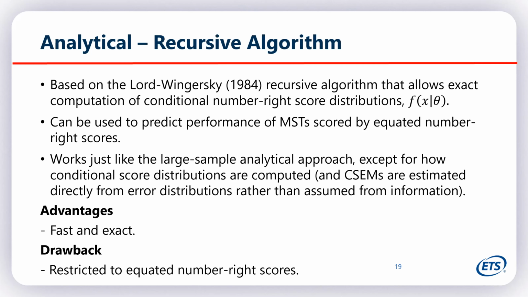So again, it works just like the large sample approach, except that the conditional score distributions are computed exactly rather than approximately. It's, again, fast and exact, instantaneously. It is restricted to equated number right scores, in that the performance of equated number right scores is not equivalent to the performance of MLEs.